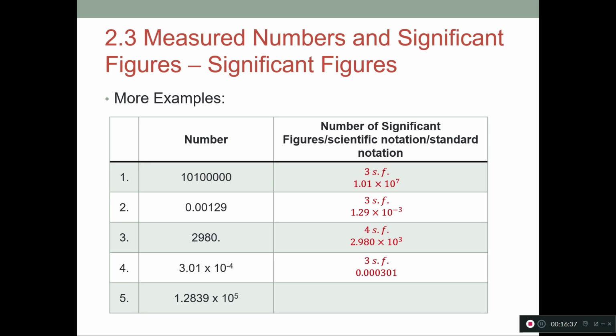The next one, 1.2839 times 10 to the 5. So that means we need to move that decimal point 5 to the right. But again, that 0 doesn't show up in our coefficient in the scientific notation. And so that means it's not counted as significant. So when we count the significant figures, we do not want to include that 0. That means we do not want to put an explicit decimal point after it. And so that means it has just 5 significant figures.